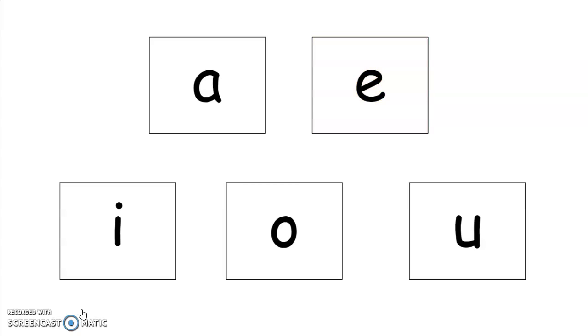How about the sound et? Repeat that sound. Et. Very good. E says eh in et. The next sound is id. Id. Repeat that sound. Which vowel would you select? That's right. I says I in id.